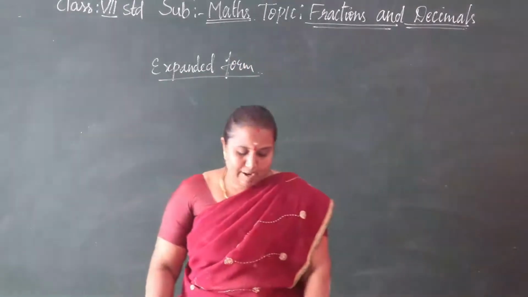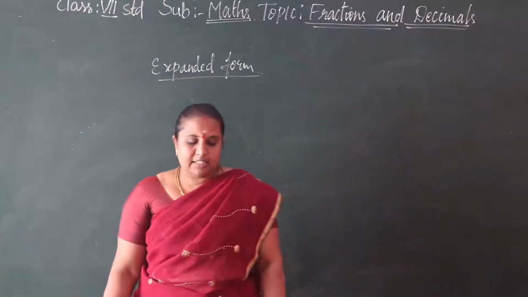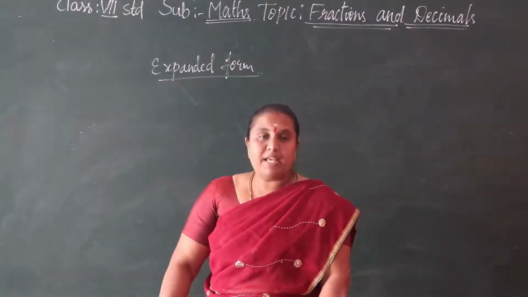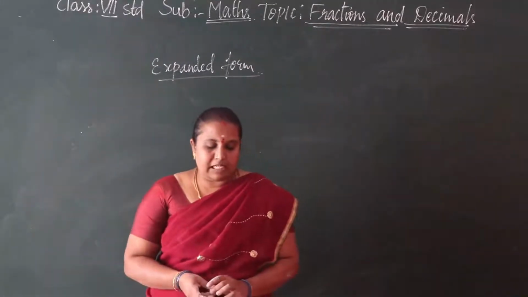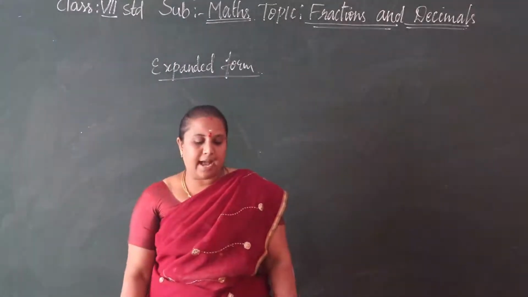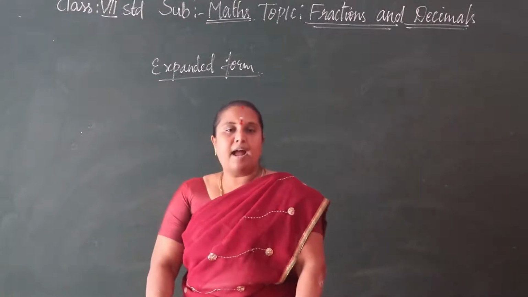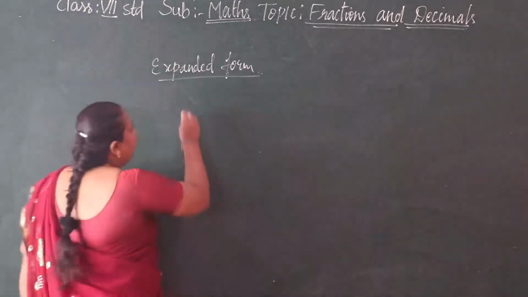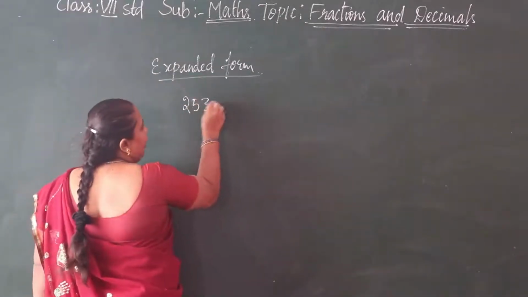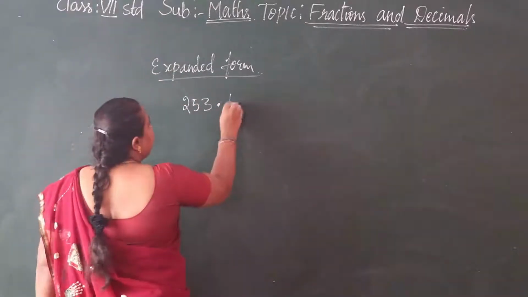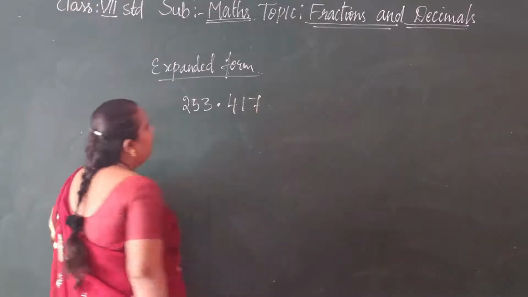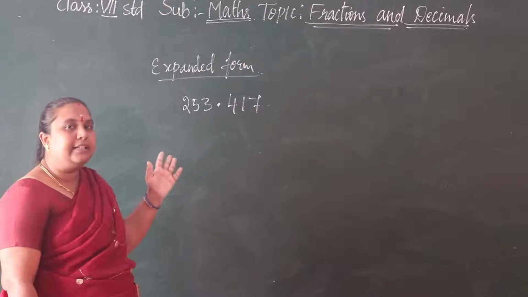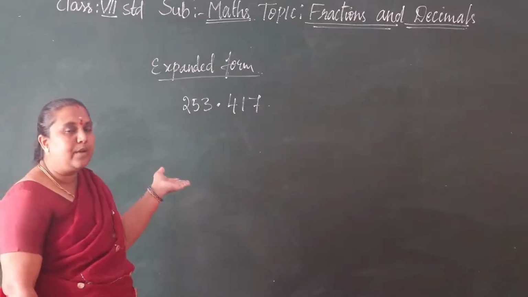To expand a decimal number, the digits in the integer part are multiplied by their place positions, and the digits in the decimal part are also multiplied by their positions, and then we add them. Example: 253.417. As I told you already, in the integer part we start from the ones place.